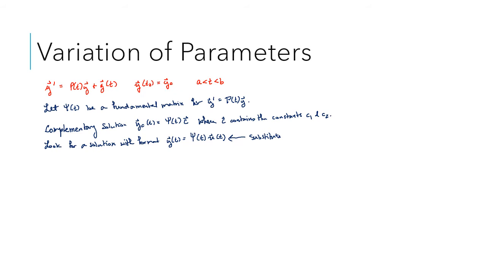So I need to start out with the derivative of this thing. So I'll have the derivative of psi multiplied by u, plus psi multiplied by the derivative of u, like so. And then that thing is going to be equal to p of t multiplied by psi of t multiplied by u of t, again doing the little substitution for y right here, plus whatever g is.